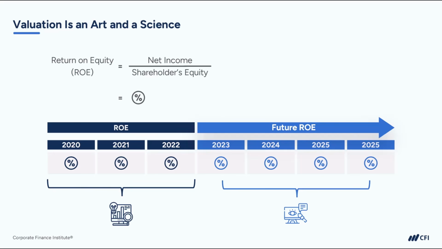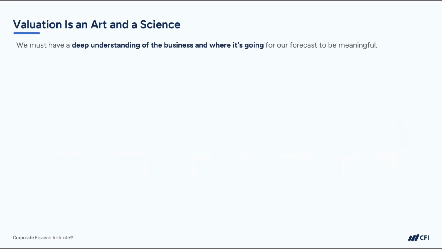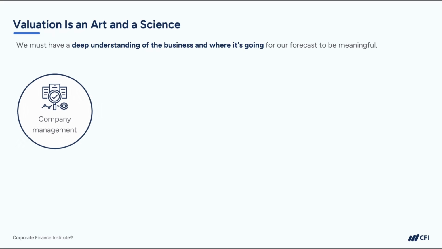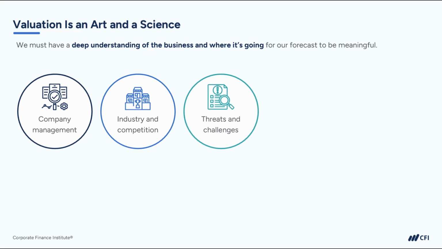In order to project things like revenue, profits, or cash flow, we must have a deep understanding of the business and where it's going for our forecast to be meaningful. We need to be able to assess company management. How is their track record? Is the company culture one of innovation? We also need to know a lot about the industry it operates in. What is the nature of competition in the industry? How competitive is the company with regards to its peers in the industry? What are particular challenges or threats to the company we wish to consider?